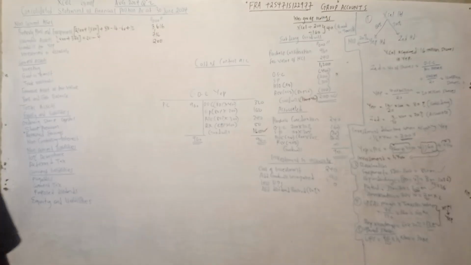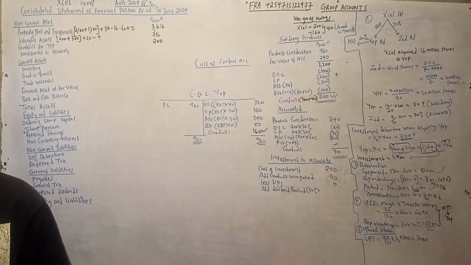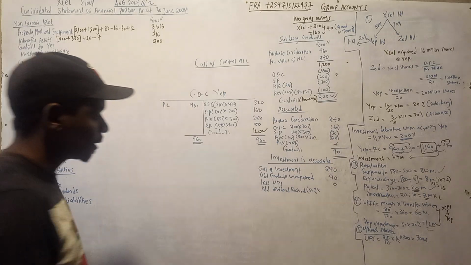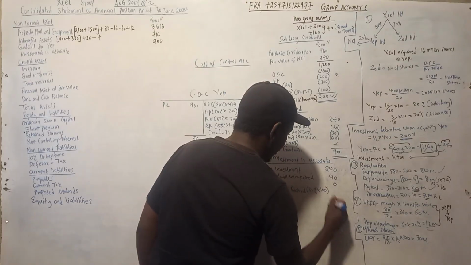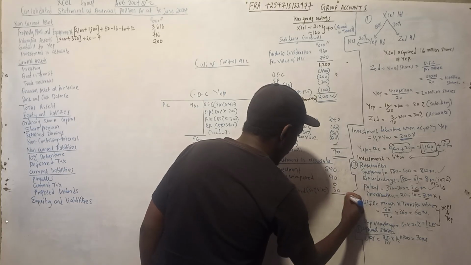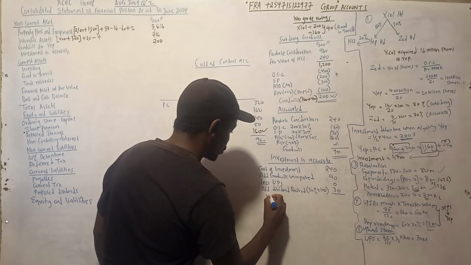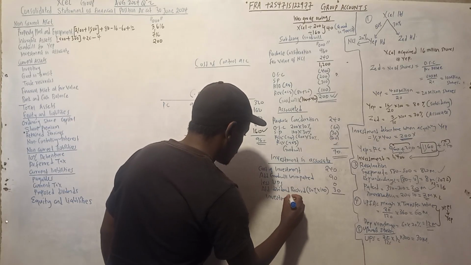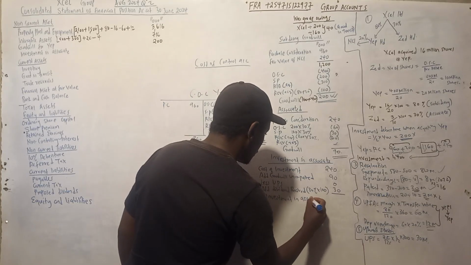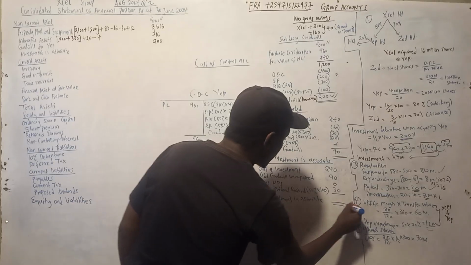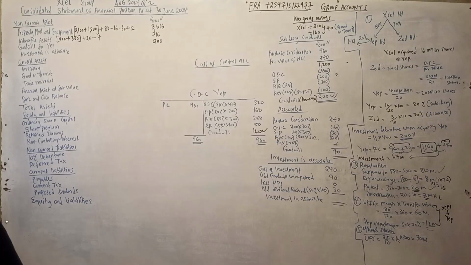So let's go to our balance sheet. Then we go to the current liabilities. We have the proposed dividend for Z. Out of the 100, they will receive 30%. So 100, that will be 30. So with that one, we can get the investment in associate.